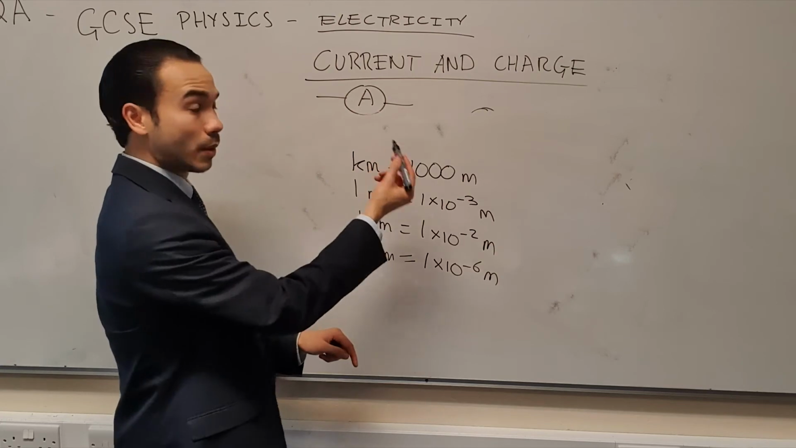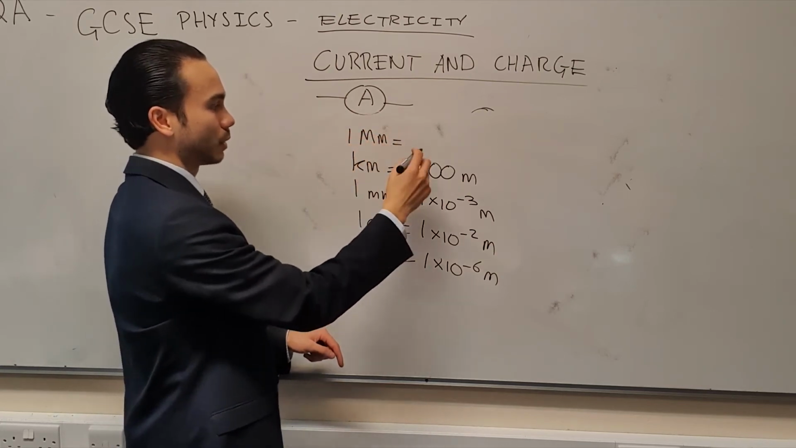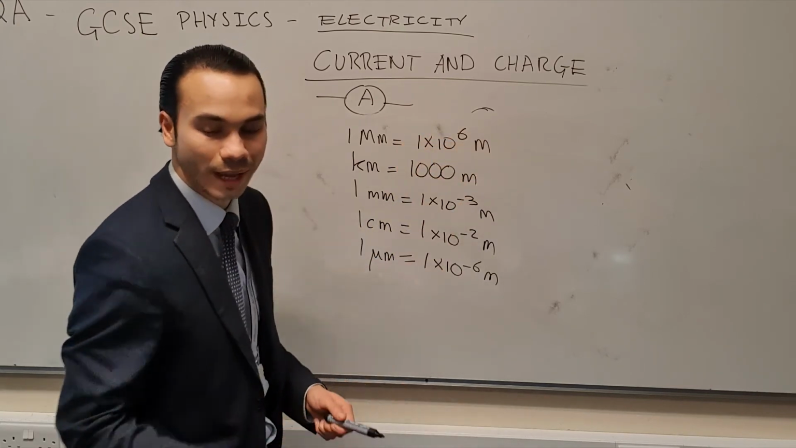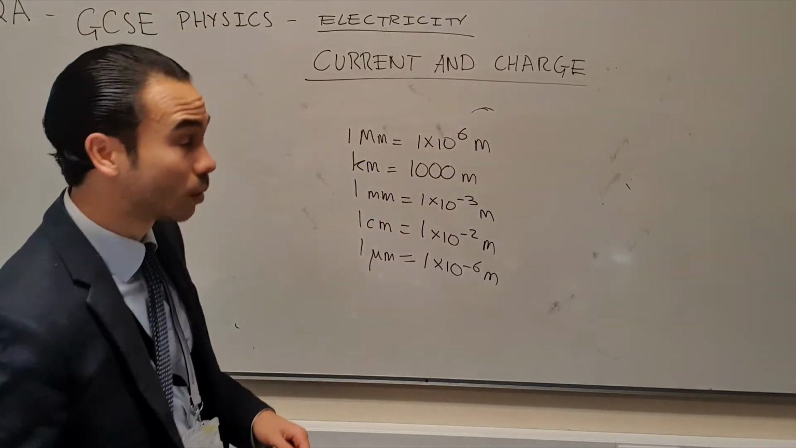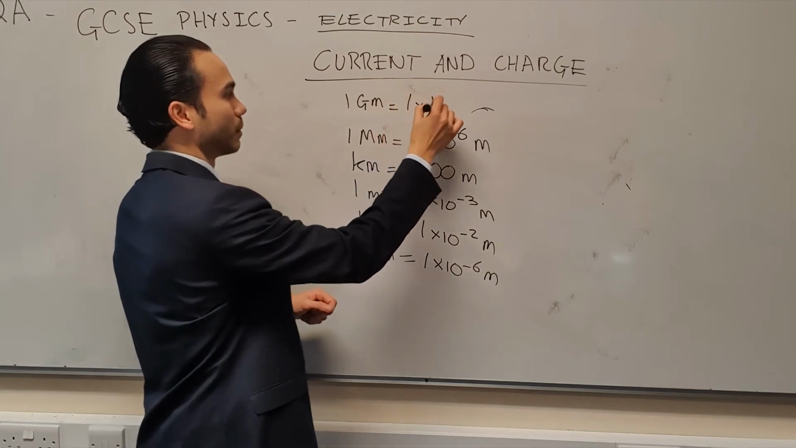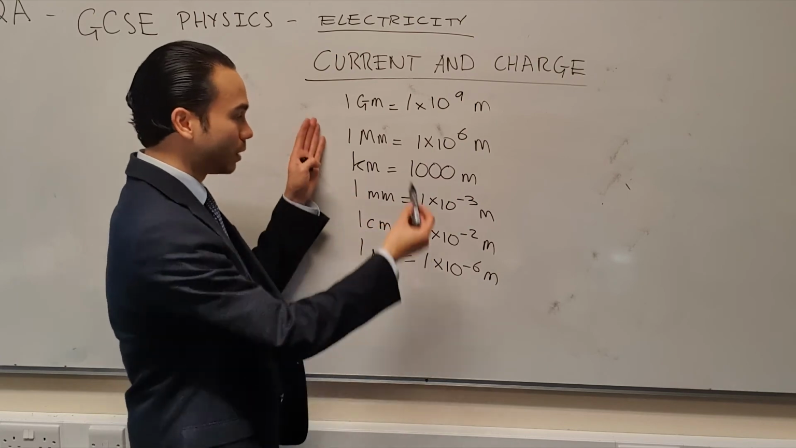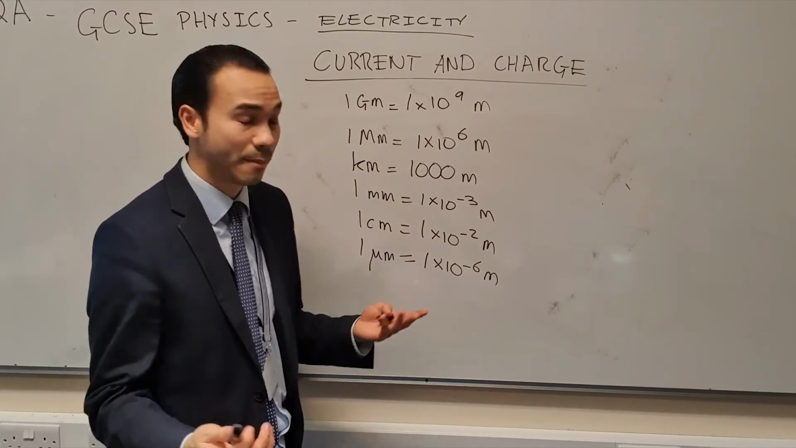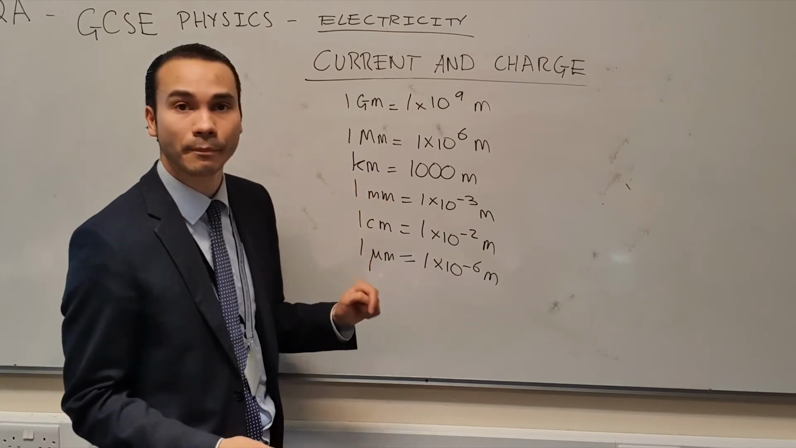If I go the other way, 1 megameter, so capital M, is 1 times 10 to the 6 meters. That's 1 and 6 zeros after that. And I could go to 1 gigameter, which is 1 times 10 to the 9 meters. Okay, so notice I've used meters, but these M's could be changed to A's, amps. So I could have 1 kiloamp, 1 milliamp, 1 centiamp, and so on.